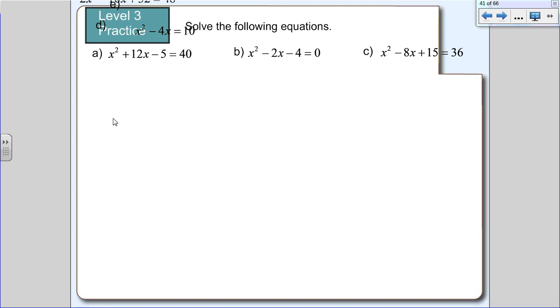So the very first thing you always do is write your form into general form. This is general form right here: ax squared plus bx plus c equals 0. That's general form. So your first step is always change your form to general form if it's a quadratic.